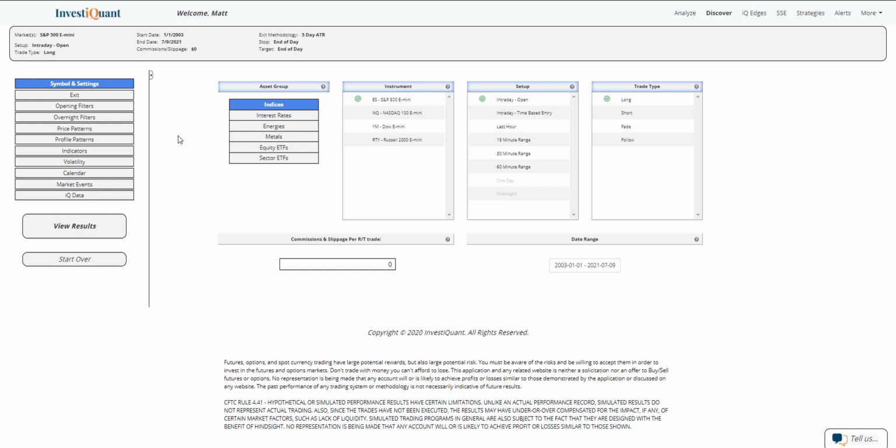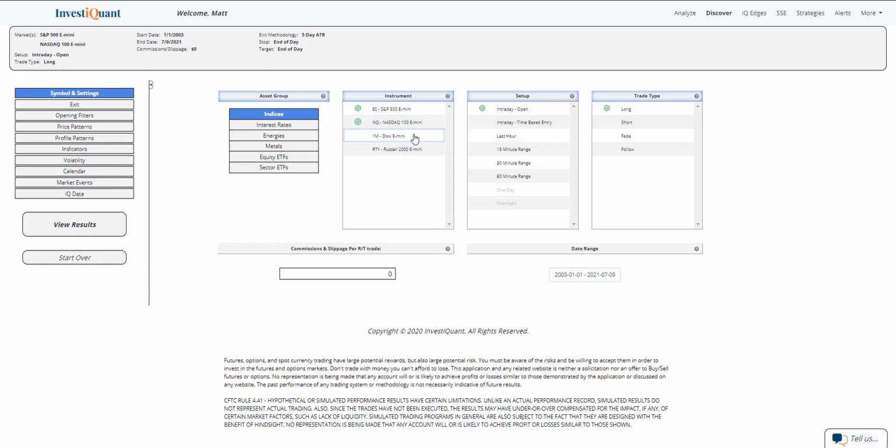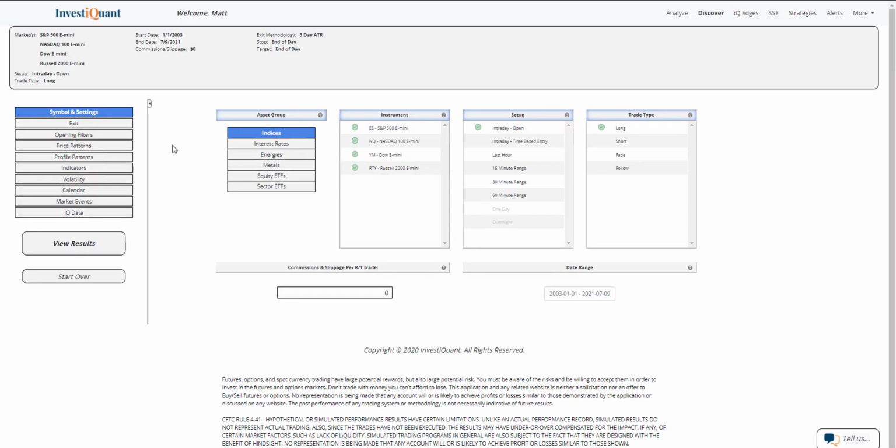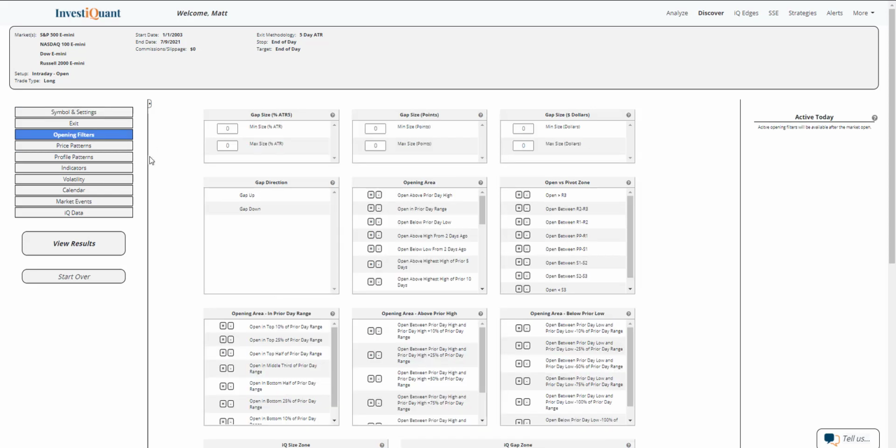So let me go ahead and set it up here in Discover. I'm going to select all four instruments. Setup is based upon entering the market long at 9:30 a.m. Eastern Time, and it will exit at 4:15 p.m. Eastern Time. For the opening filters, I'm going to add that we are trading above yesterday's high. So from the opening areas here, I'm going to hit equals next to open above a prior day high.